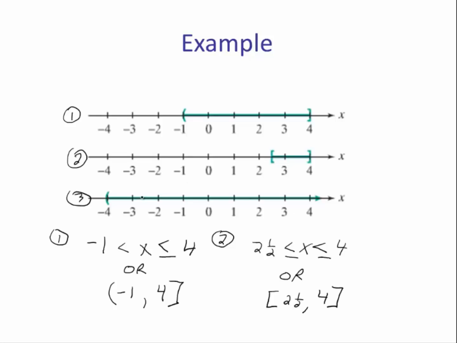And number 3, we have the numbers -4 going to positive infinity. This is all numbers greater than -4. So we say x is greater than -4. We don't put an equal to sign because that's an open circle. If we write it in interval notation, we put the smallest, which is -4. Put a parenthesis because it doesn't equal -4, comma, the largest, which is positive infinity. Parenthesis because we can never equal positive infinity.